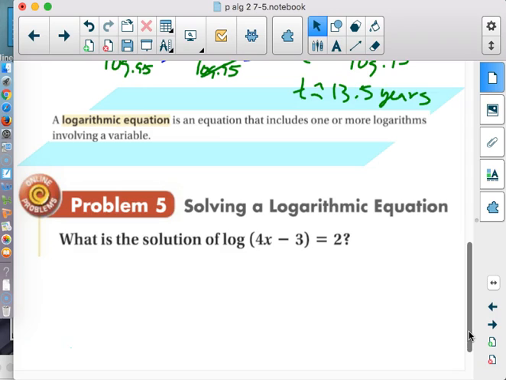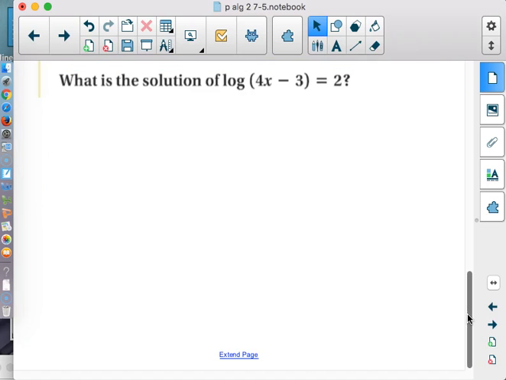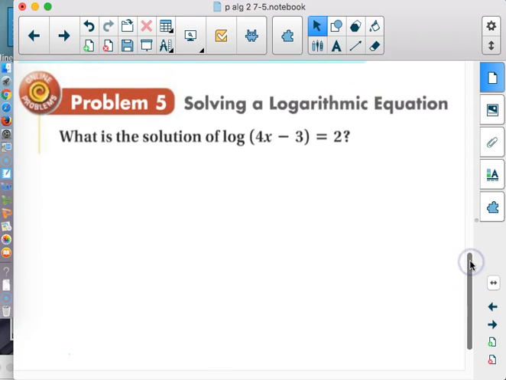It's not a nice logarithm that we can snail shell ourselves and say, oh, look, that says 3. This is something where the x isn't going to disappear. It's just not. So we have to figure out how to solve something that has logarithms in it. So this one says, solve a logarithmic equation. What is the solution of log, the quantity 4x minus 3 equals 2? Well, if we don't understand logarithms, what we're supposed to do is snail shell to solve.